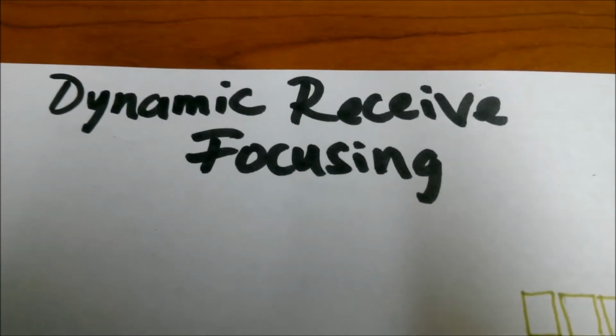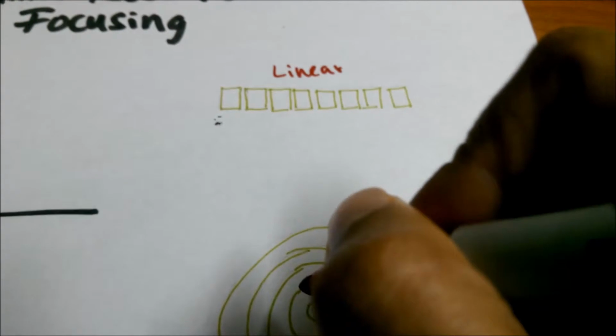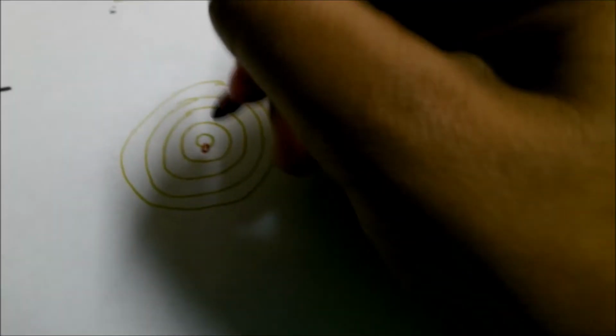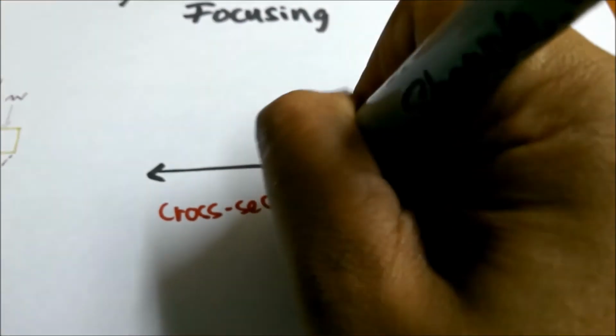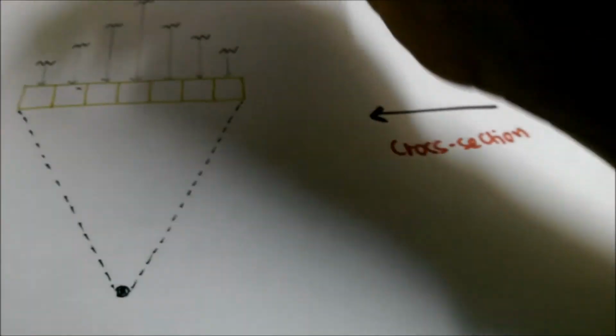We are going to talk about dynamic receive focusing. Whether it's linear or annular, the cross section is something like this. Let's assume this sign as the electrical pulse.